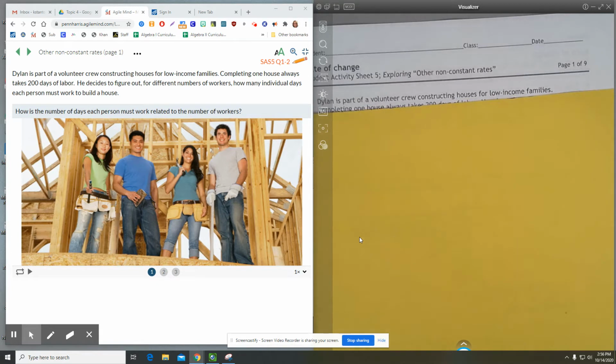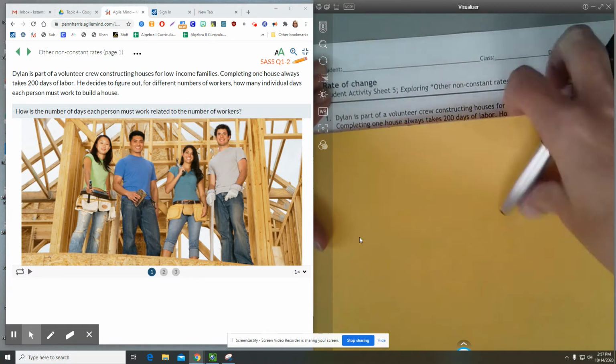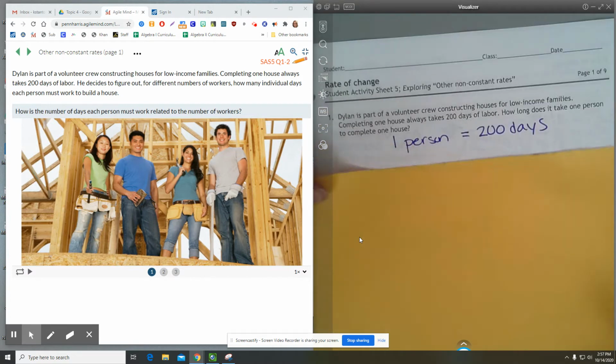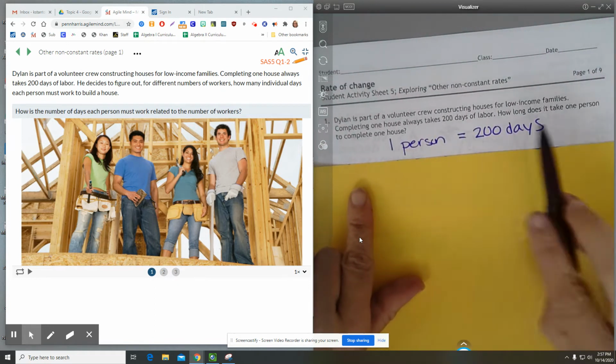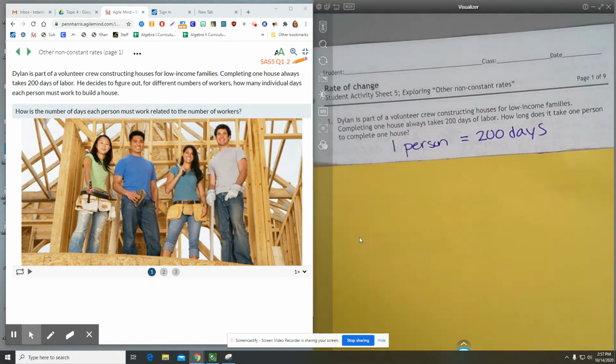We've got Dylan. He builds some homes. For him, completing one house takes 200 days of labor. So he decides to figure out how long it's going to take, whether he's got 5 workers, 1 worker himself, or like 50 workers. So the first thing we're going to take note of is that for him, one person takes 200 days.